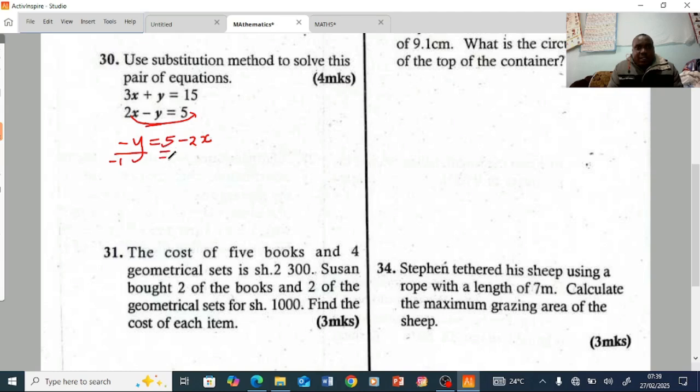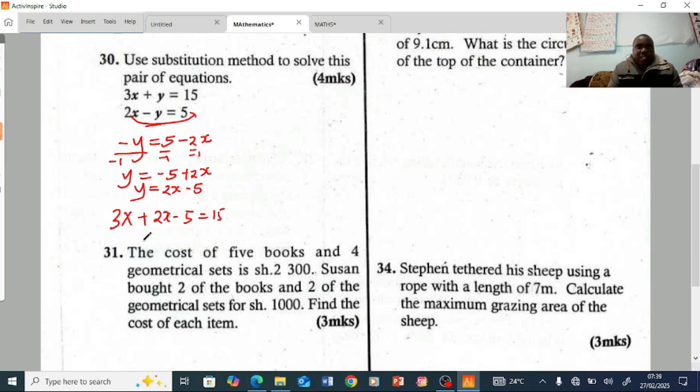Negative 1, negative 1. So y will be equal to minus 5 plus 2x. This one will be the same as 2x minus 5. Therefore now I will take this expression and substitute on the first equation. So whenever I see y in the first equation, I will substitute with this because this is my y. Now 3x plus y, and y is 2x minus 5, is equal to 15.